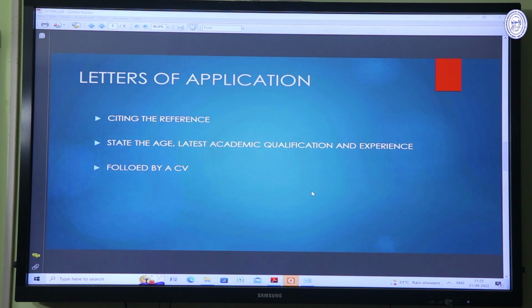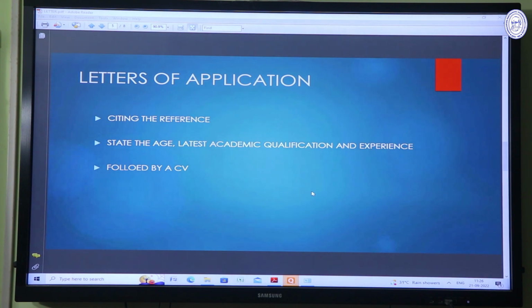And once you are done writing this letter of application, it should always be followed with a CV. You always conclude a letter of application with a statement that for your better review, I am going to attach my CV along with this letter. So, first you write the application letter, then you attach the CV with it, which actually helps your employer, your future employer, to understand your career graph. Okay? So, the letter should be accompanied with a CV.